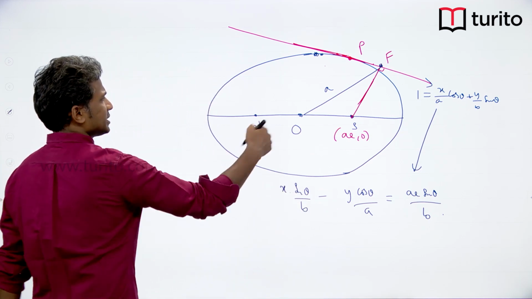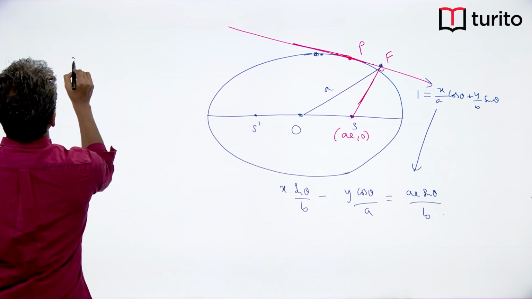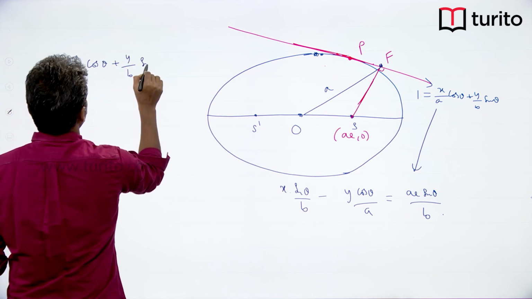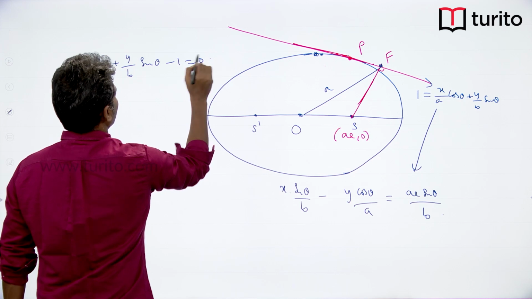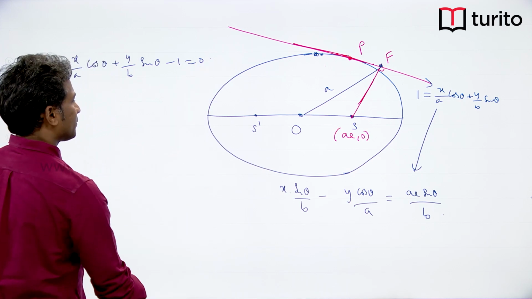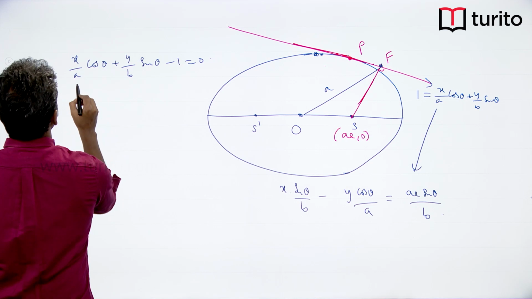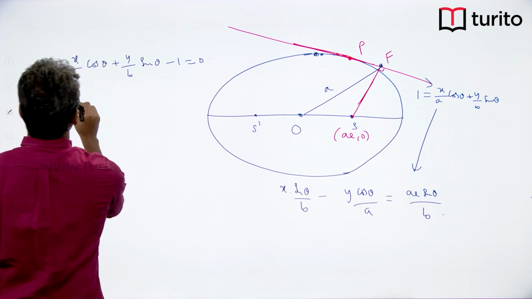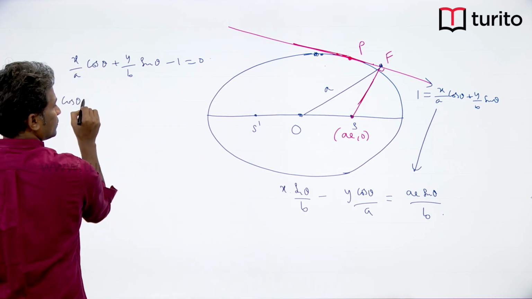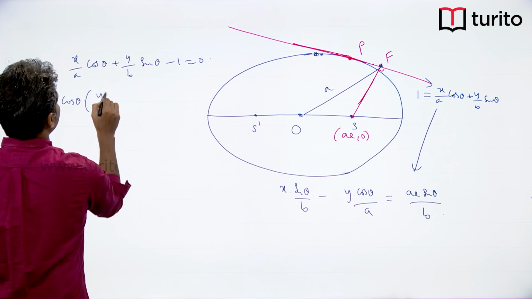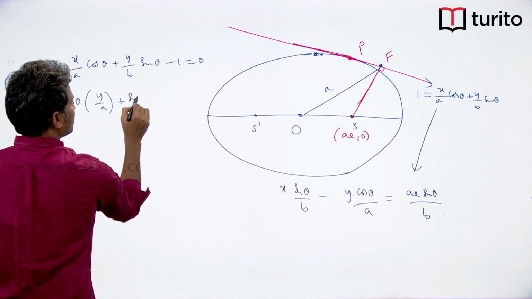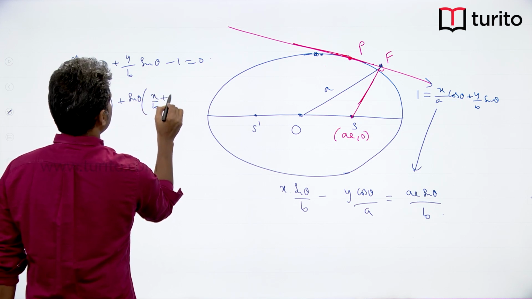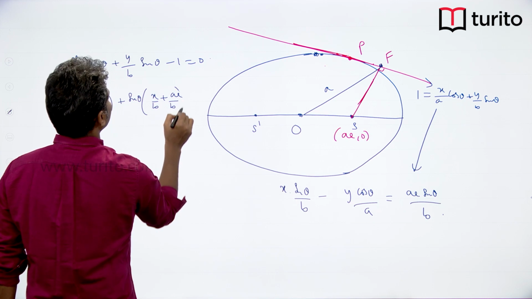Okay. So, let me just simplify here. So, we got x by a cos theta plus y by b sin theta minus 1 equal to 0. Okay. The next one, if I take cos theta common, so let us say take everything to RHS. So, we get cos theta into y by a plus sin theta into x by b plus AE by b equal to 0.